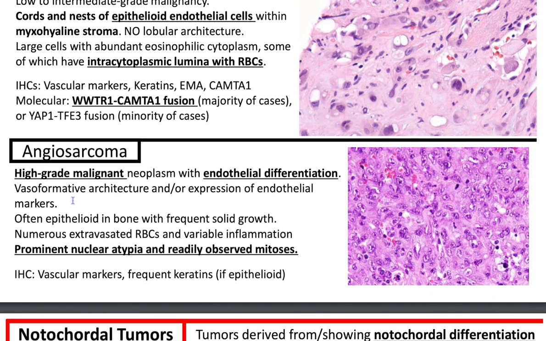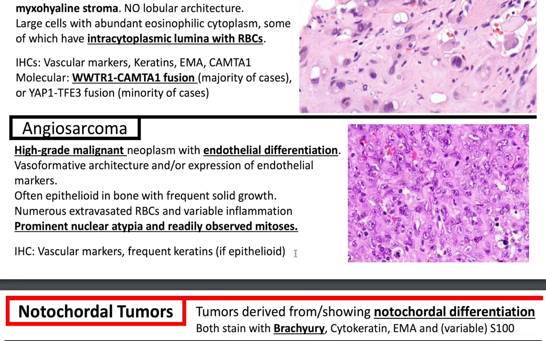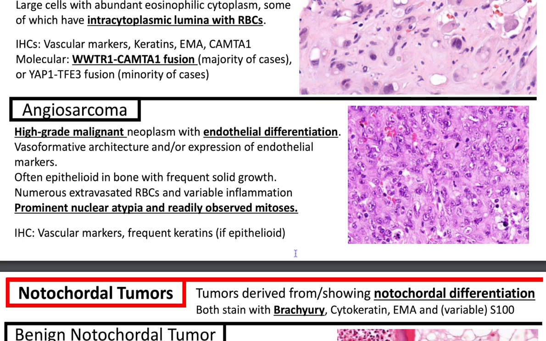Angiosarcoma. This is a high-grade malignant neoplasm with endothelial differentiation. It has vasoformative architecture and/or expression of endothelial markers. You'll see atypical endothelial cells. You can see numerous extravasated red blood cells, and your key thing is nuclear atypia and mitoses. And if you're thinking about angiosarcoma, you might consider getting an HHV8 to rule out Kaposi sarcoma, especially if the patient is immunocompromised or immunosuppressed.